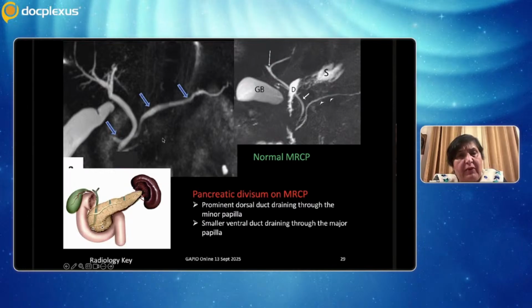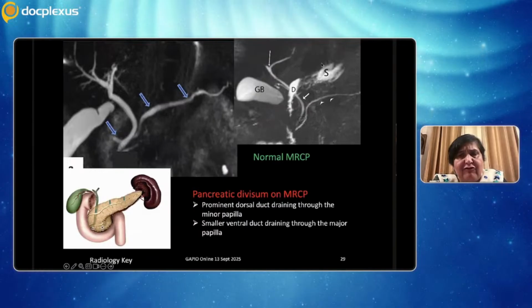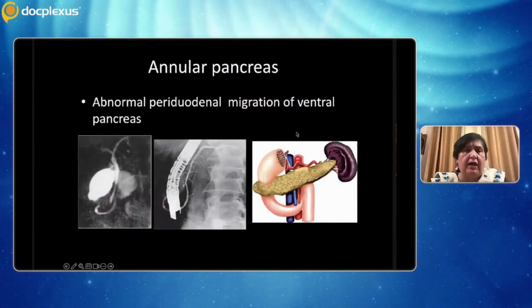So you see a prominent dorsal duct draining through the minor papilla and the smaller ventral duct draining through the major papilla, as you can see in this diagrammatic representation as well. And that was a normal MRCP for comparison, to show you that this is how it should be. That should be the entire pancreas, except for a small bit draining into the major papilla and the small bit draining into the minor papilla.